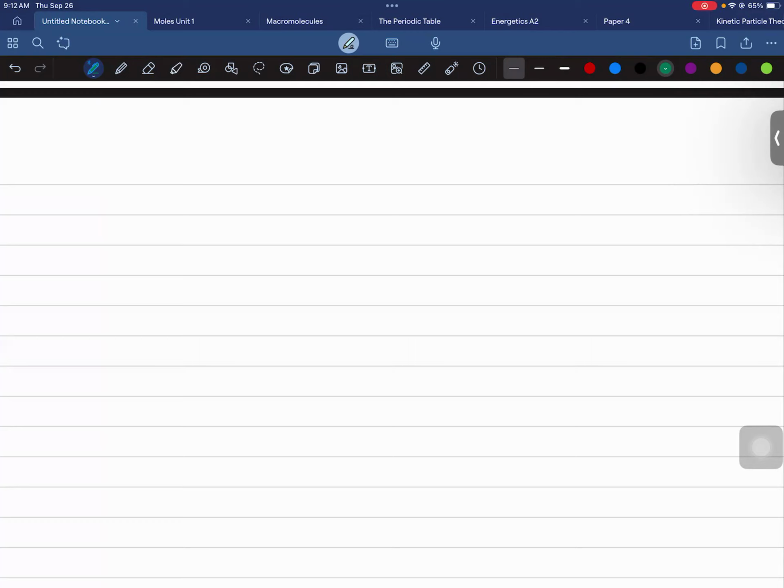Periodic trend means the trends in melting points and boiling points, the trend of structure and bonding, and also the ionization energy. So let's do the ionization energies first, and then also the atomic radii.